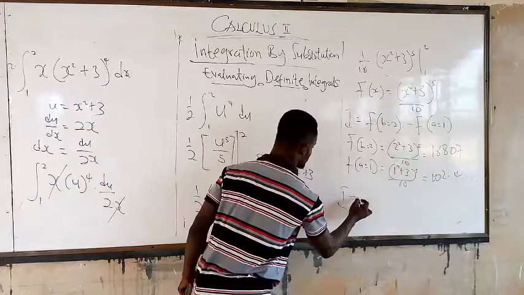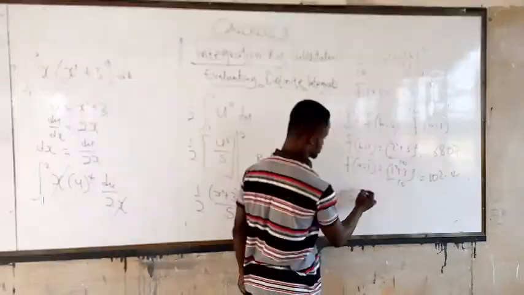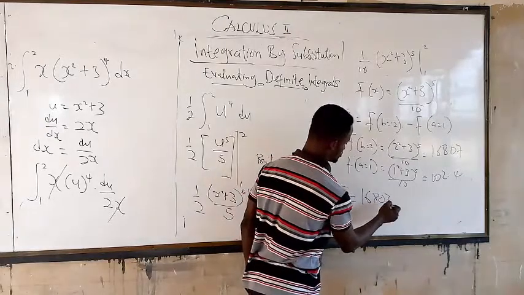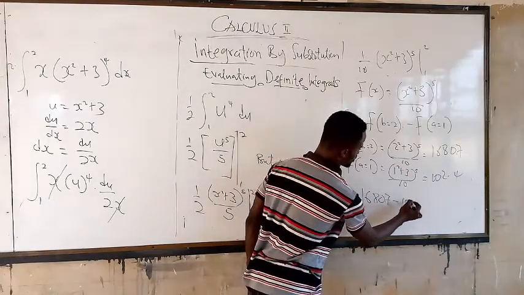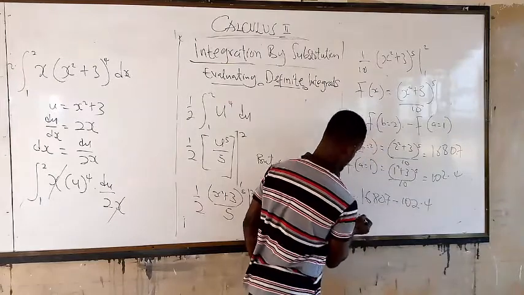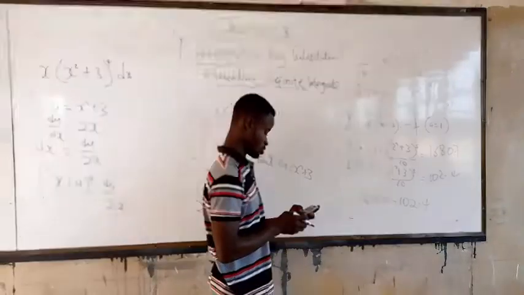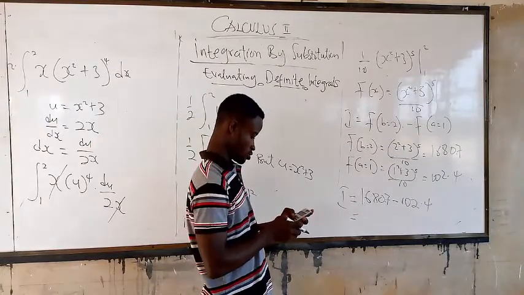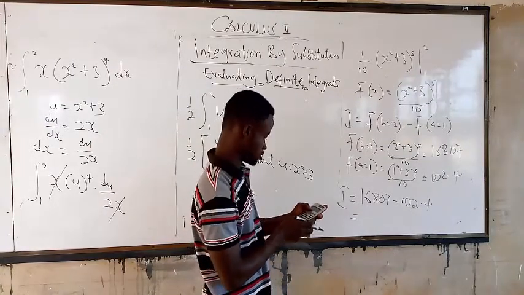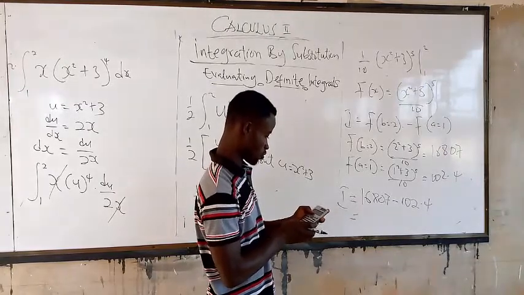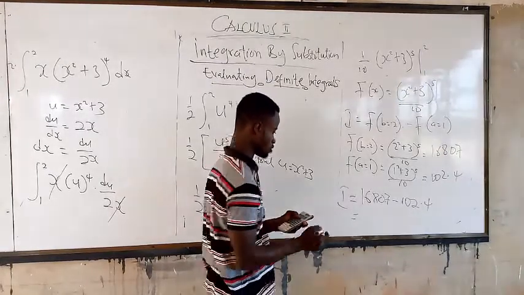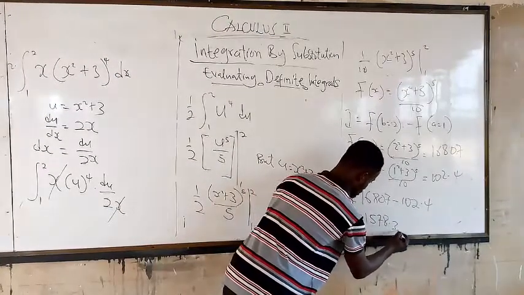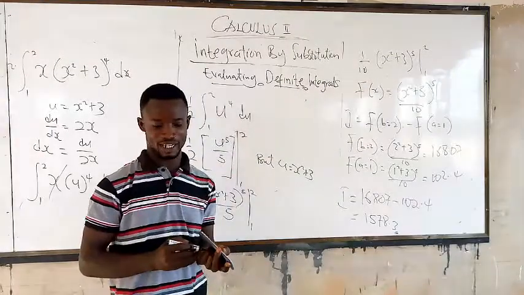Therefore, the integral is going to be 1680.7 minus 102.4, and that's going to be 1578.3. So that's going to be our final answer for that.